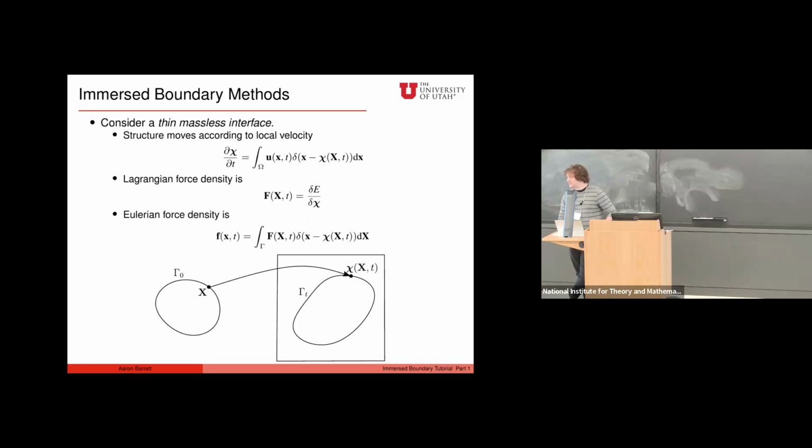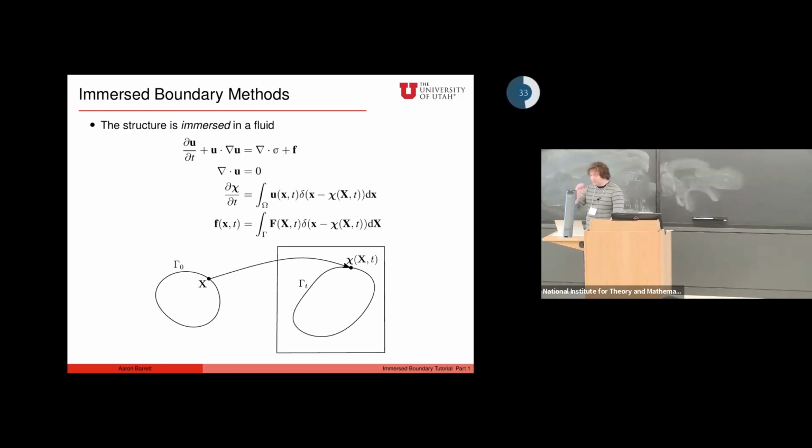So once we have those forces, we need to do something with those forces. And we have a momentum equation for our fluid. So we can take our Lagrangian forces and evaluate them on our Eulerian grid by, again, convolving it with our delta function. And this takes our Lagrangian forces, puts them on the Eulerian grid, and then we can apply them to our momentum equation. And so this is our full immersed boundary method in all of its glory.